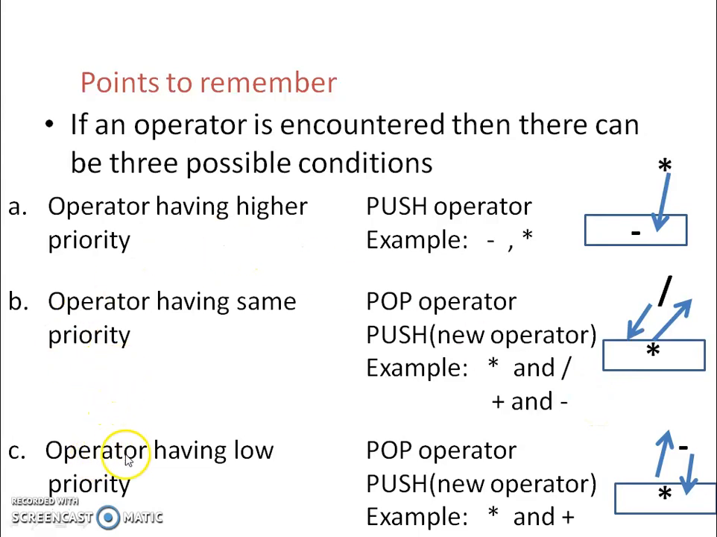Now what will happen when the operator you have encountered has a lower priority than the operator inside the stack? For example, I have encountered a minus operator and in my stack there was already a multiplication operator. In such a case, you pop out the operator which is already inside, that is, the operator which has the higher priority, and then you push the operator which has the lower priority. Understood?